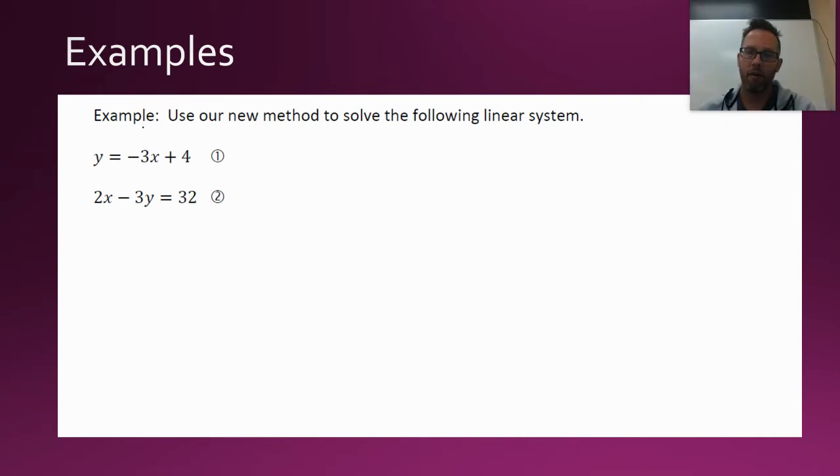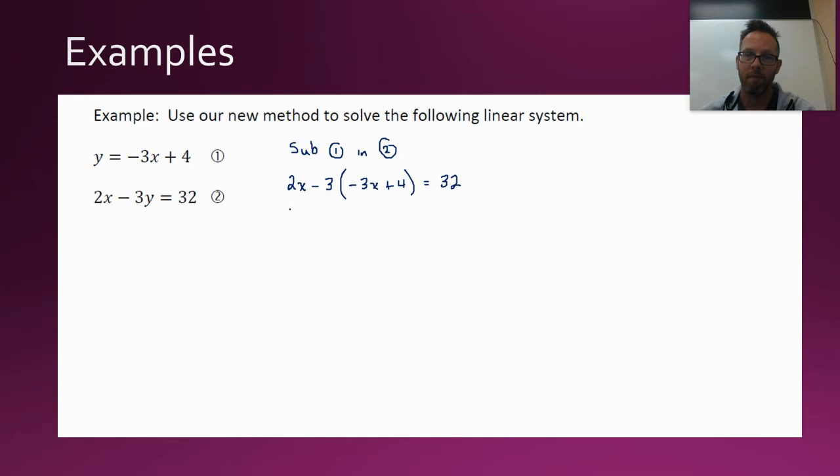So notice here, again, one of the variables is already isolated for you. y equals, it's by itself. So because equation 1 is isolated, let's sub equation 1 into equation 2 again. And this will give us 2x minus 3y, but y is equal to, remember we're subbing in equation 1, y is equal to negative 3x plus 4, and then equals 32. And we have no more y. This is an equation that's just in terms of x, and we can solve for it.